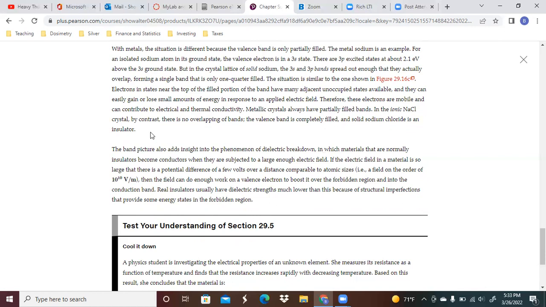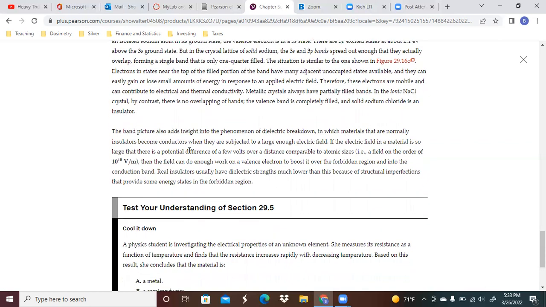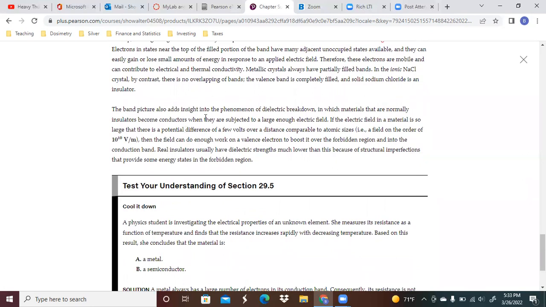In an ionic salt crystal, by contrast, there is no overlapping of bands. The valence band is completely filled, and the solid sodium chloride crystal is an insulator. The band picture also adds insight into the phenomenon of dielectric breakdown, in which materials that are normally insulators become conductors when they're subject to a large enough electric field.